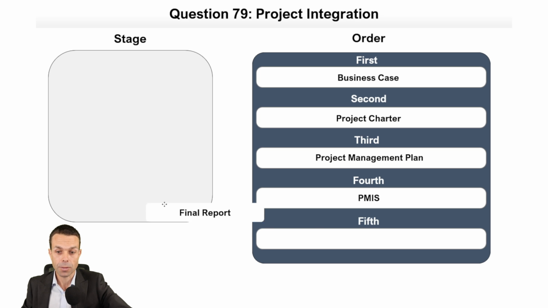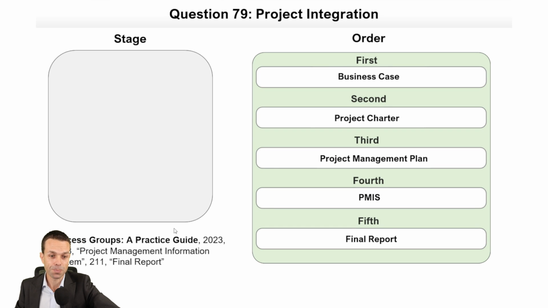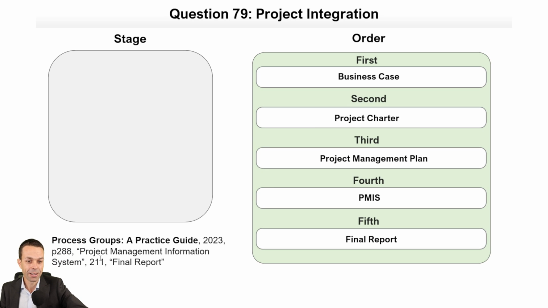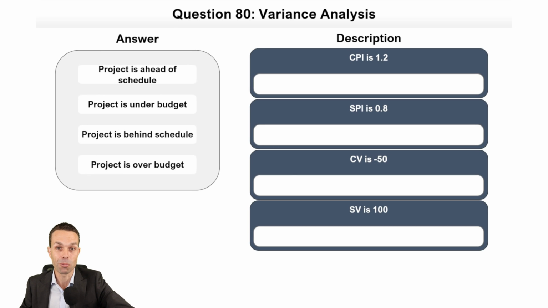And lastly, we're going to close off the phase or the project with our final report so that everyone is on the same page. And there we are, page 288 or 211 under final report and project management information system in the process groups practice guide. Wonderful stuff and well done.